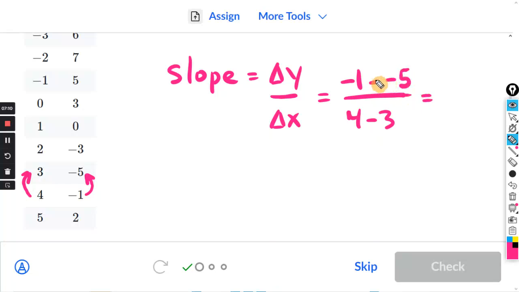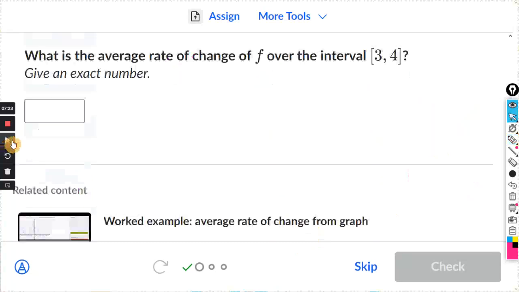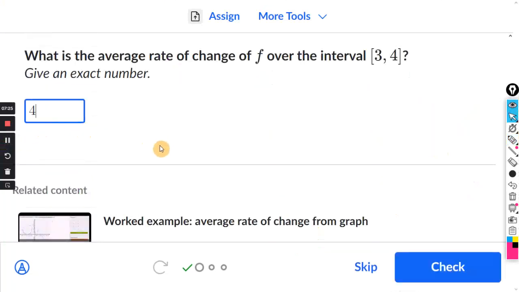Two negatives make it positive. Negative 1 plus 5 is 4. 4 minus 3 is 1, and 4 divided by 1 is just 4. All right, give an exact number. Well, that's 4.